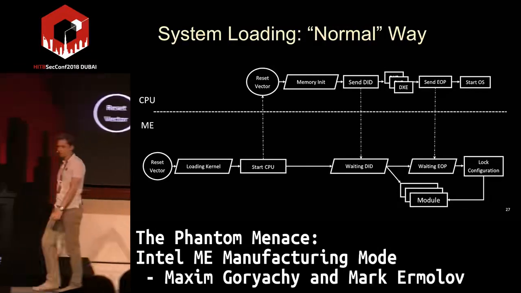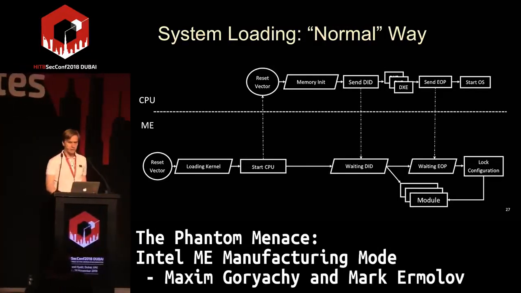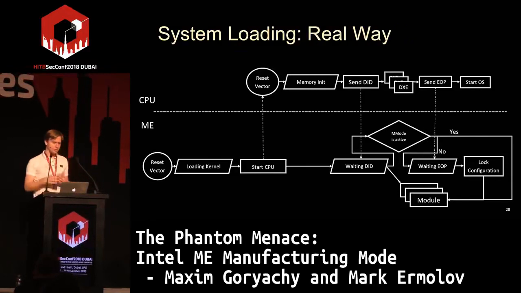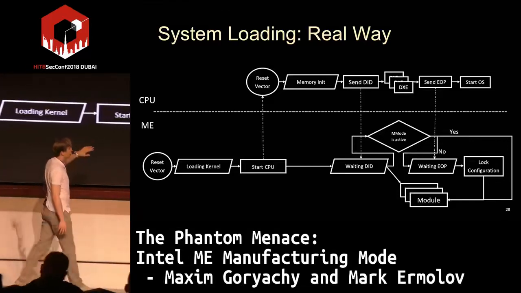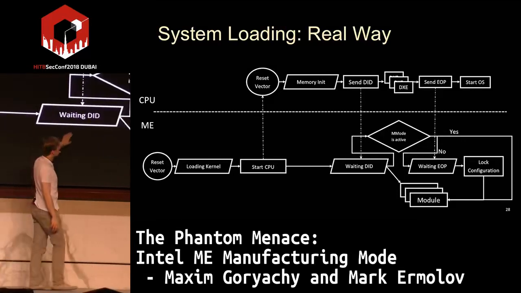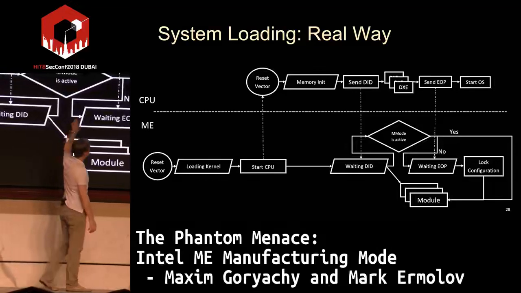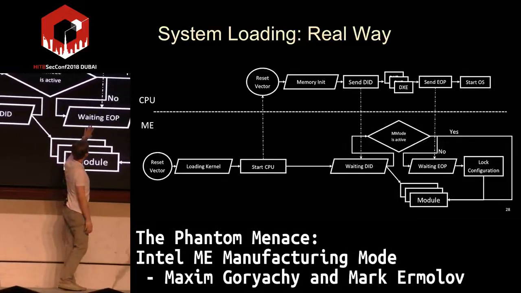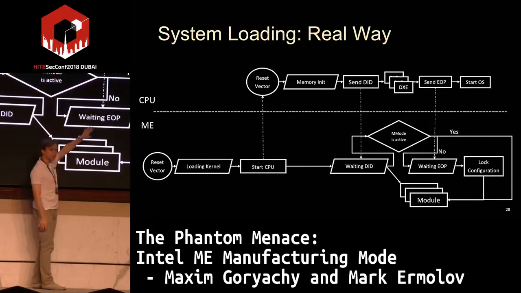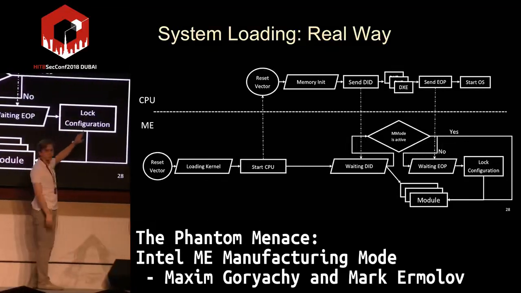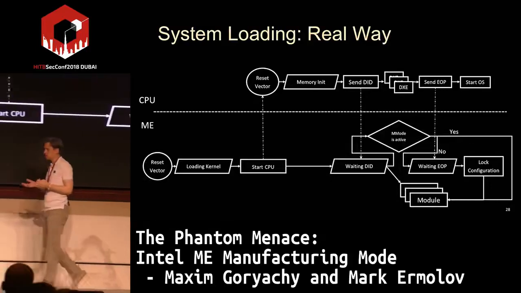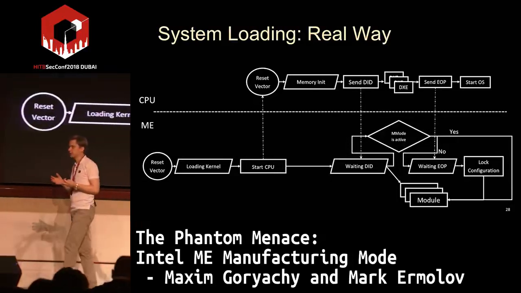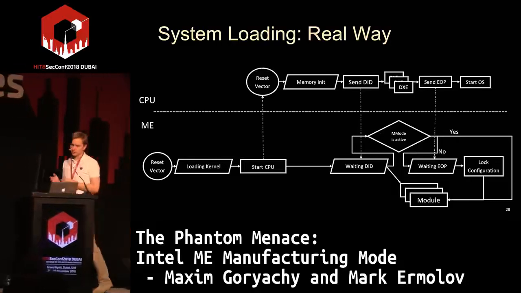And really, the procedure looks like this. ME checks at this step that manufacturing mode is active, and it drops the End of Post message and doesn't lock the configuration. And after that, you can send a message at any time, HMRFPO or DID, for example.